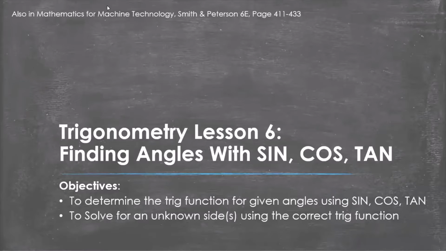This lesson is going to look at finding angles with sine, cosine, and tangent. You're going to find it very similar to the way we found sides. So our objectives for this lesson are to determine the trig function for given angles using sine, cosine, and tangent. And I guess I made a mistake here. It should say to solve for unknown angles using the correct trig function. Okay, so that's our main goal for this lesson.